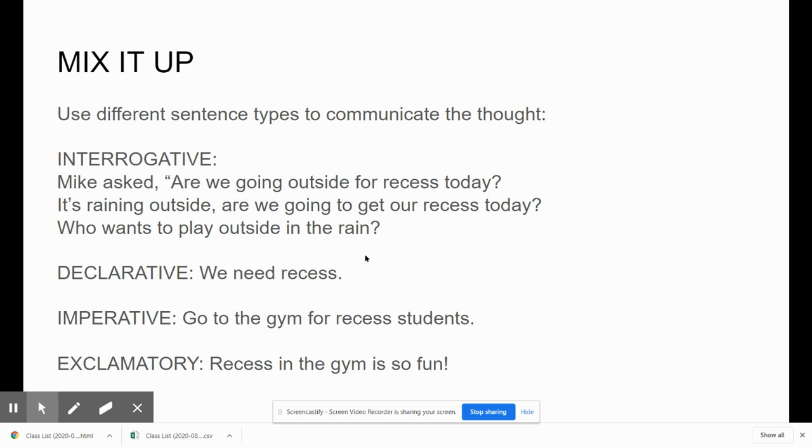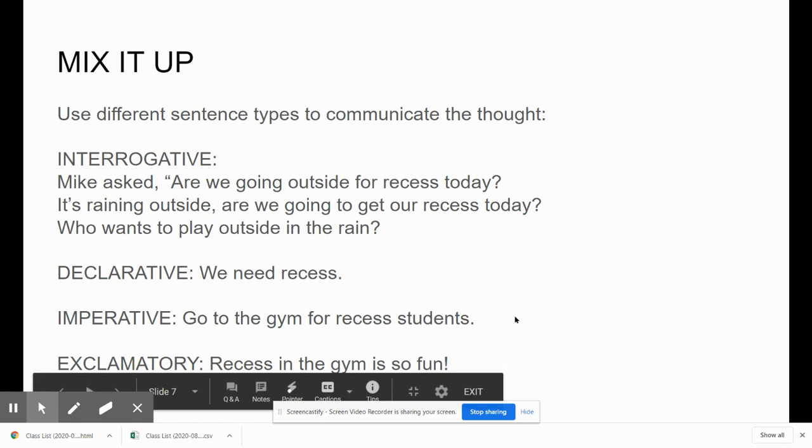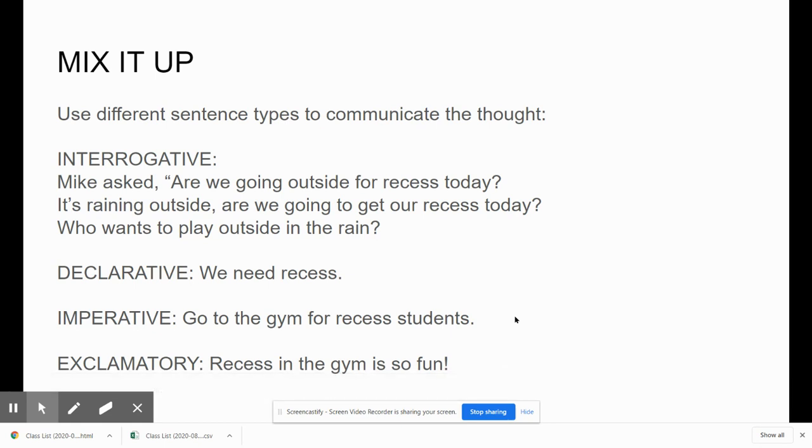You would mix these up, and you have to be a little creative here because you can't outright just say what you're trying to say happened in the story. Like when you're doing it with a question. Mike asked, "Are we going out for recess today?" It's raining outside. Are we going to get our recess today? So that's showing that it's raining and that recess might not be outside. So you have to be a little bit creative in the way that you use these sentences, but it makes your writing so much more interesting.